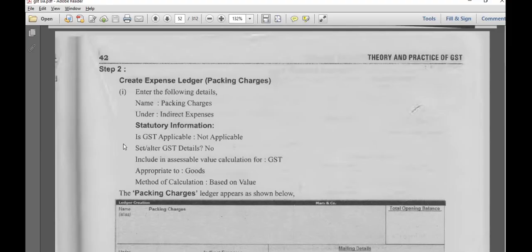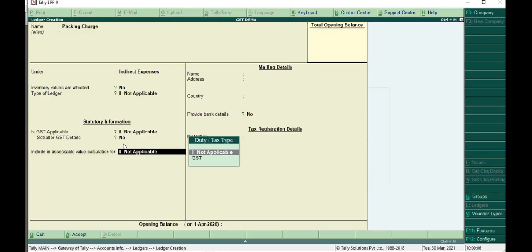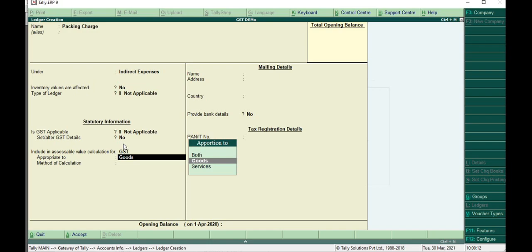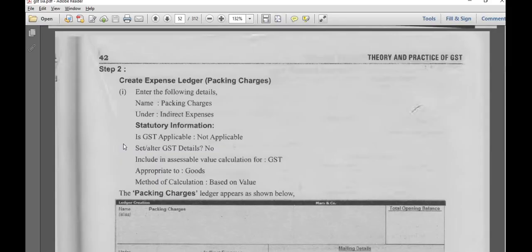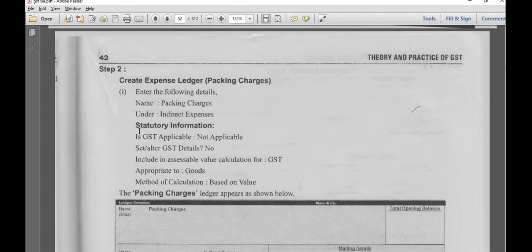Statutory information, GST applicable, not applicable. Okay, GST is not applicable. Include accessible calculator for GST, applicable to goods based on the value. See, you can see all the options whatever you have here.